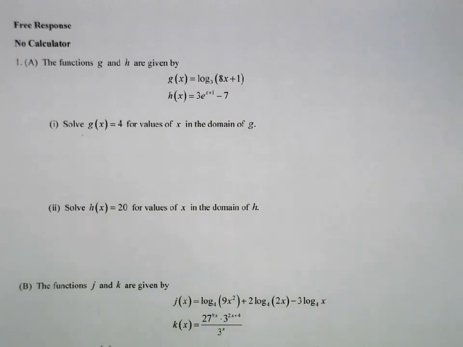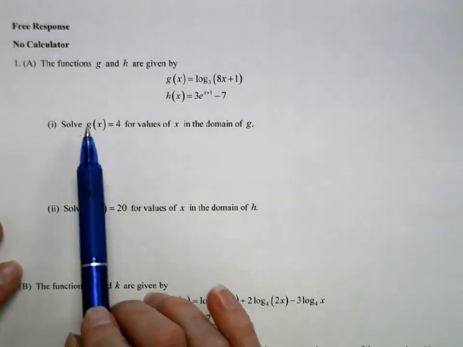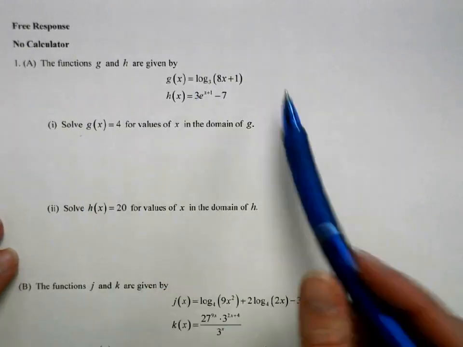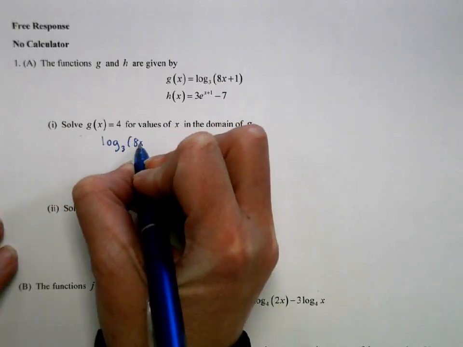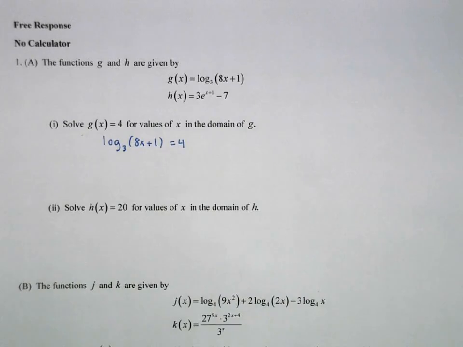In this video, I'm going to go over the no calculator free response portion of your Unit 2 Part 2 review. So we have two equations here, a log equation and an exponential equation. Our first says to solve g of x equal to 4. So we're going to set this guy, log base 3 of 8x plus 1, equal to 4.